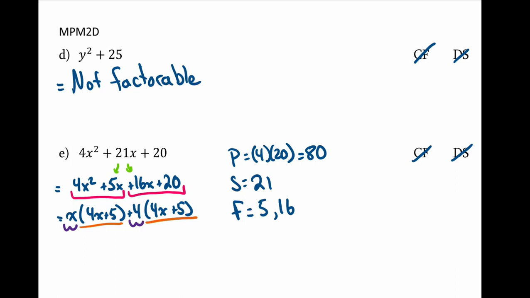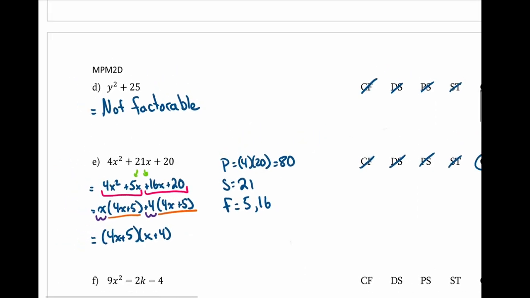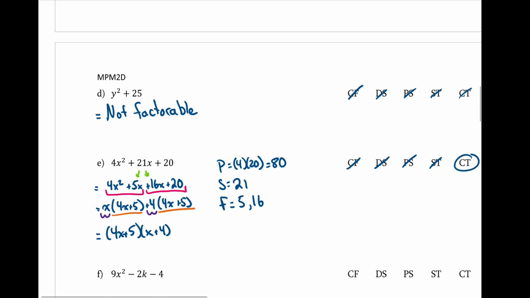And I have my leftovers. So when I factor this again, I'm left with 4x plus 5, and then my leftover is x plus 4. And this is factored completely. So I've gone through my steps, I've gone through all the possibilities, got to the end, and I factored it completely.